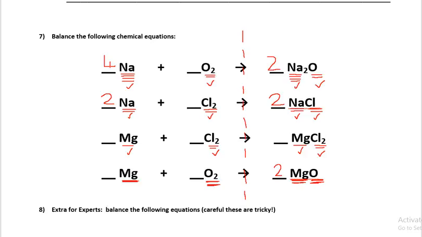We double check everything and the oxygens are now happy, 2 on each side, but I need another magnesium on this side. I'm going to need 2. So I put a big 2 in front and that gives me 2 magnesiums on this side and 2 on the other side. We double check everything, always double check again, especially if you've changed something. So we've got 2 magnesiums, 2 magnesiums, 2 oxygens on this side, 2 oxygens on this side.